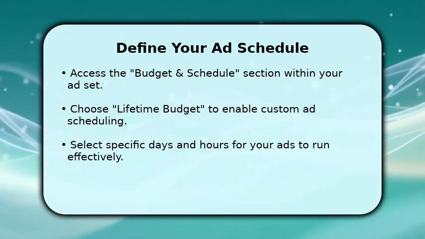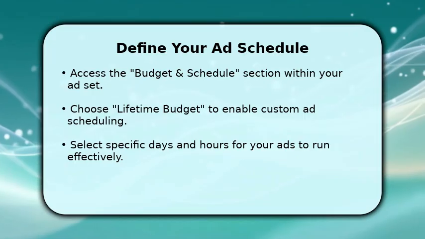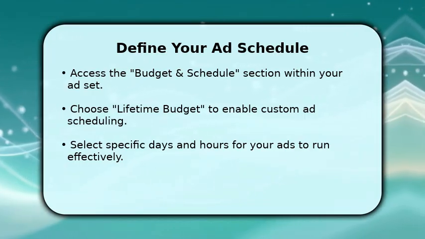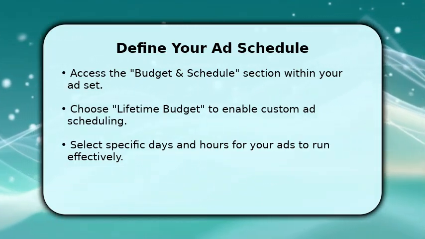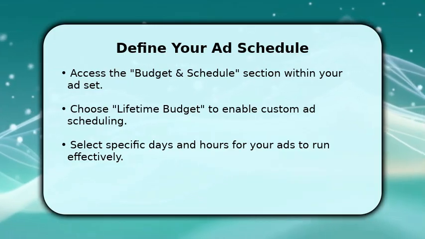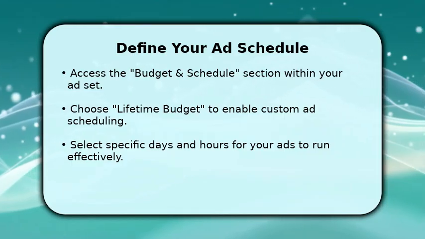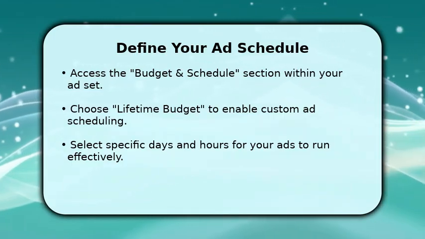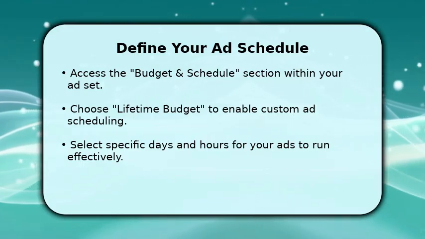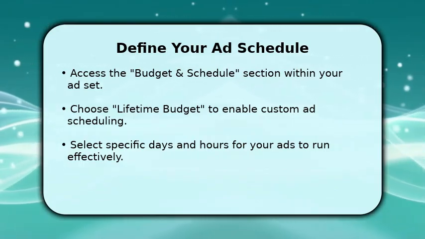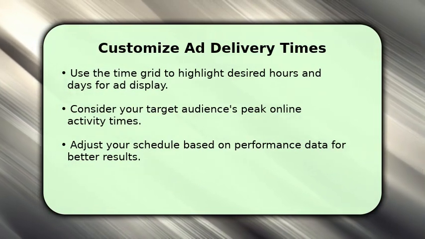Now, let's define your ad schedule. Within your ad set, scroll down to the Budget and Schedule section. Here, you must select Lifetime Budget instead of Daily Budget to unlock the custom scheduling feature. This allows you to specify exactly when your ads will be active. You can then visually select the blocks of time on a grid, tailoring your ad delivery to your audience's online habits.